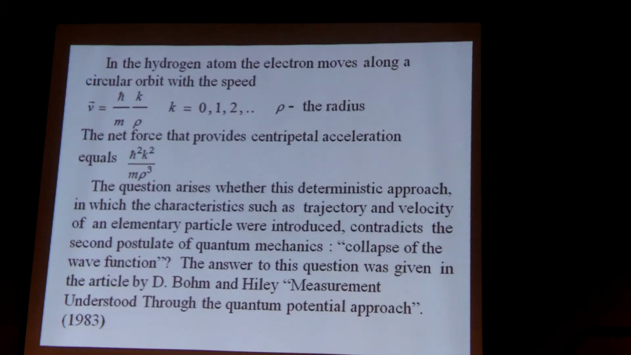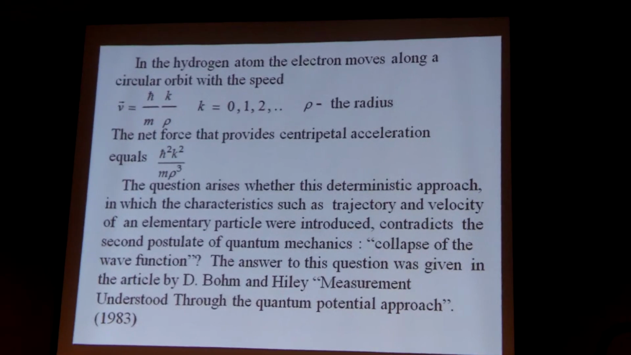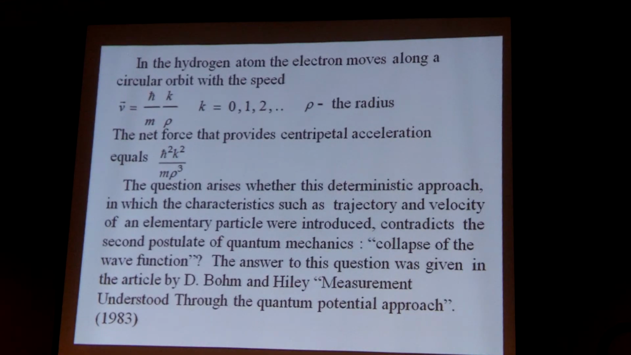This deterministic approach, in which characteristics such as trajectory or velocity of the elementary particle were introduced, appears to contradict the second postulate of quantum mechanics, the collapse of the wave function. The answer to this question was given in an article by Bohm and Hiley.